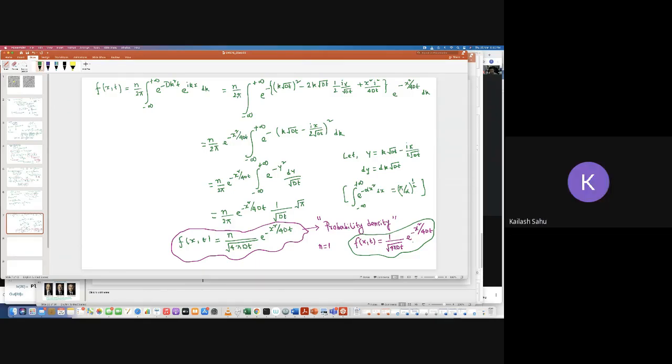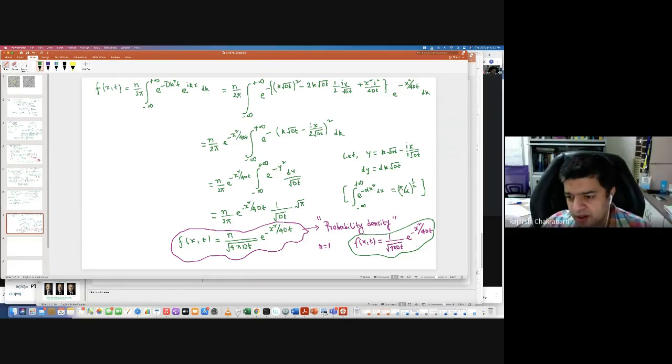0. It will be 0, because it is an even function of x, exponential minus x square, Gaussian. So multiply with x, integrate from minus infinity to plus infinity, it will give you 0. So average displacement is 0, obvious, because it has equal probability of going to the left or going to the right, isn't it? So the average displacement should be 0.